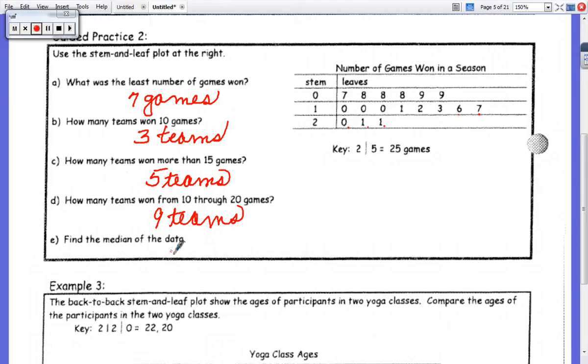Find the median of the data. So if you count inward, 1, 2, 3, 4, 5, 6, 7, 8. Let's see where that takes us. 1, 2, 3, 4, 5, 6, 7, 8. Oh, here's our middle number. So the median is 10 games won.